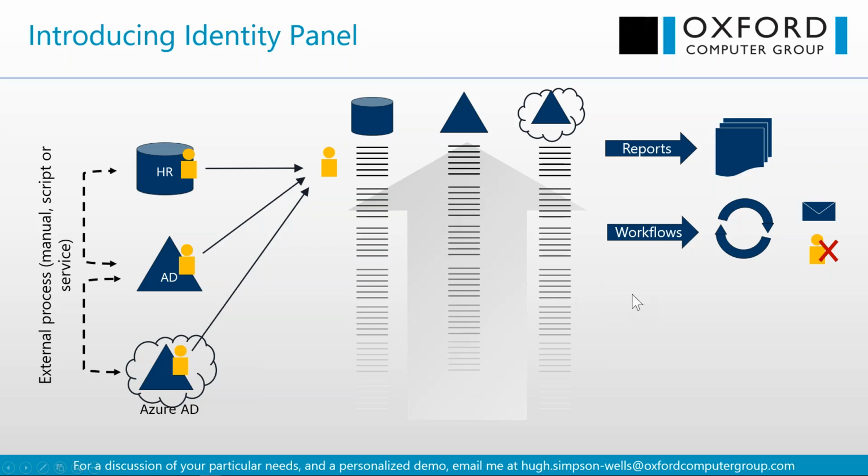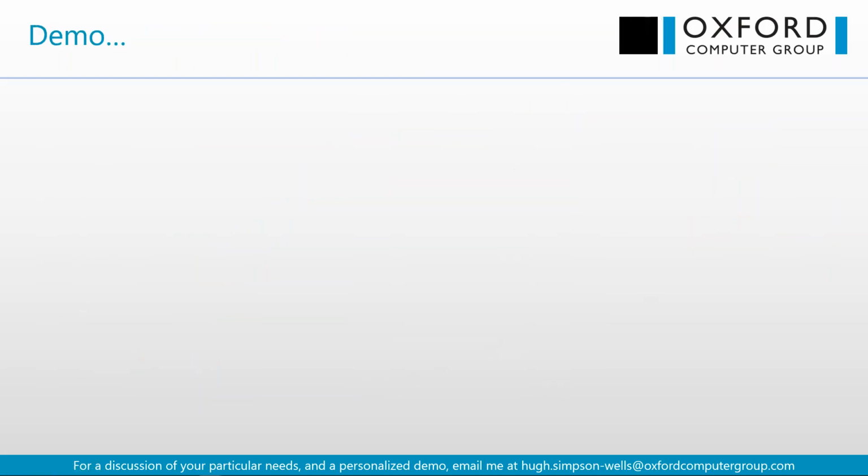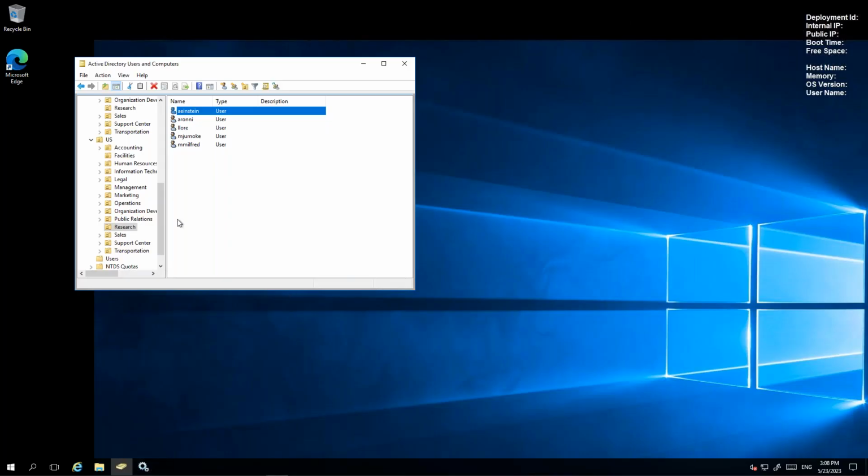So I'm going to go into demo now, and my demo pretty much mirrors what we're looking at here. The first thing I'm going to do is I'm in a server. I'm looking at Active Directory users and computers, and I'm going to pick on a person that I'm going to use for demo purposes. Now, I've got lots of users in lots of OUs, but in particular, I've got a research OU in the UK, and I've got a research OU in the US.